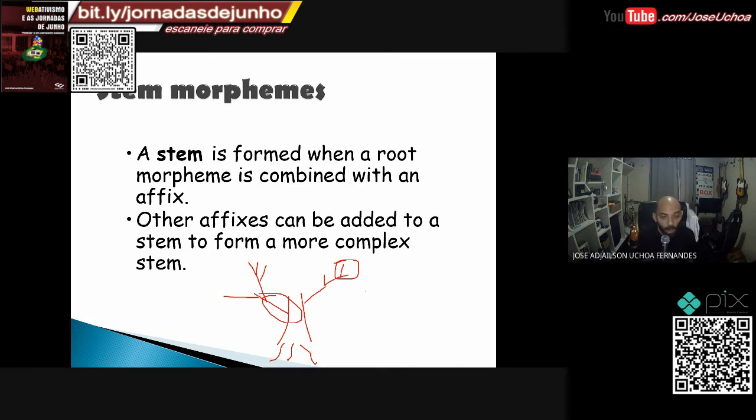But basically, a stem is root plus another morpheme, either at the beginning or at the end, okay? So stems can be simple, morpheme plus morpheme, or complex. Root plus morpheme, plus morpheme, plus morpheme, plus morpheme, plus morpheme, stem. Stems can be or can be not words, okay? But they contribute to form words.